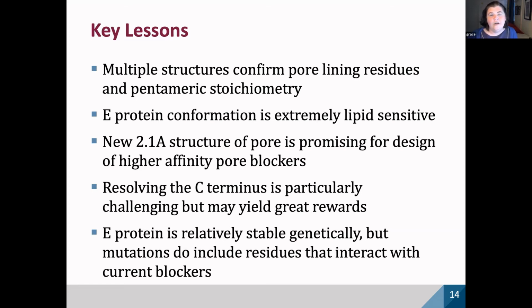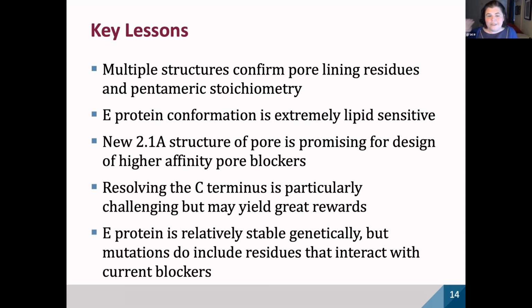Using solution state NMR with lipid bicelles is somewhat controversial. Regardless, they were not able to get this to work in the earlier structure that I presented, and so they were only able to use micelles. The new 2.1 angstrom structure of the pore is really promising for the design of higher affinity pore blockers.